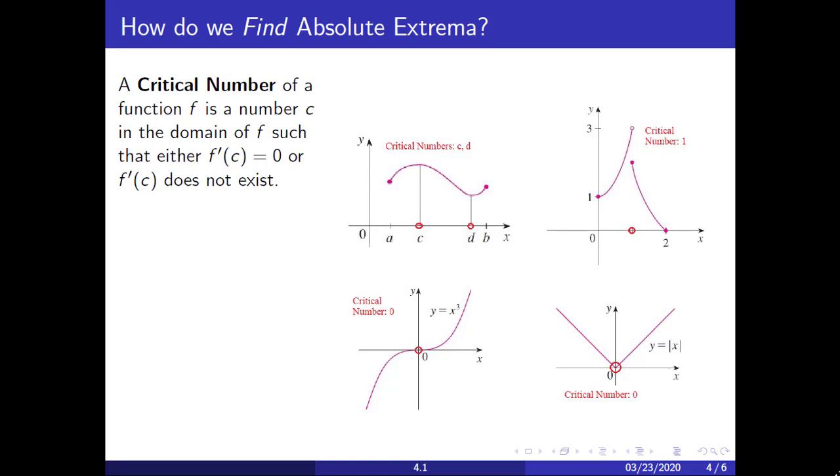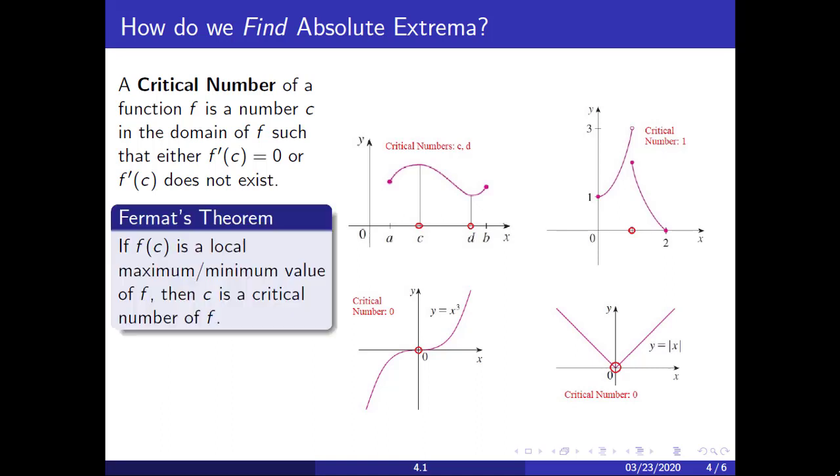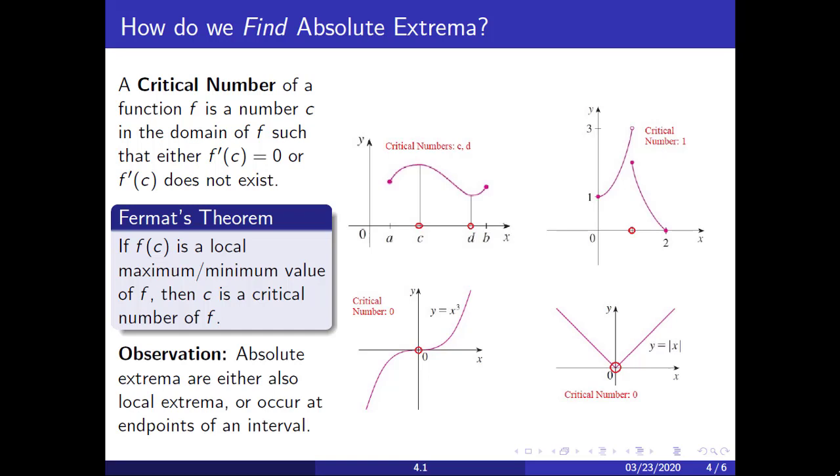This is the content of our next theorem, Fermat's theorem. If f of c is a local maximum or minimum value of f, then c is a critical number of f. How does this help us find absolute extrema, you ask? We combine Fermat's theorem with the following observation: that absolute extrema are either also local extrema, as in the case of the first or last graph, or they occur at endpoints of an interval, as is the case with the second graph where we have the point of discontinuity.